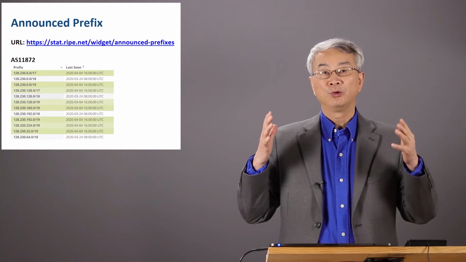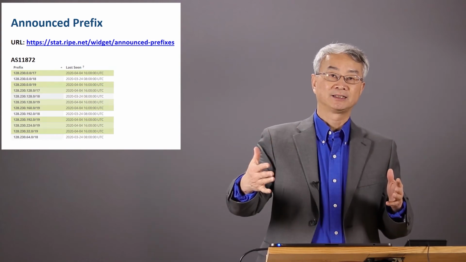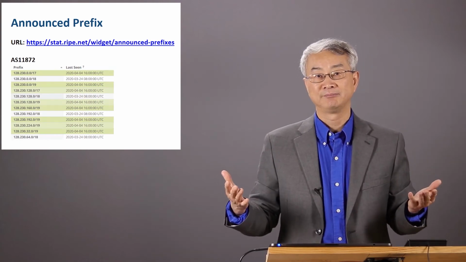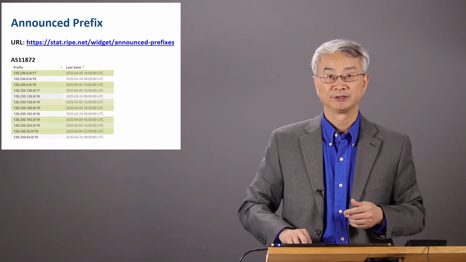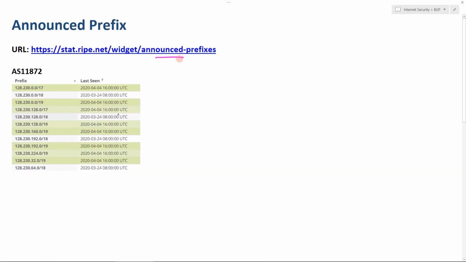If you want to know what prefixes are announced by an autonomous system, you can use this widget. So here I'm using this one.